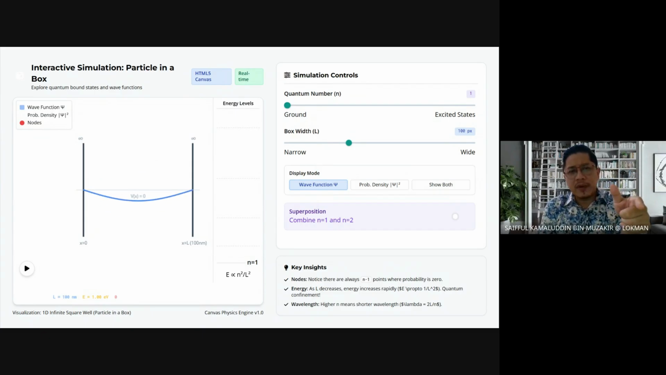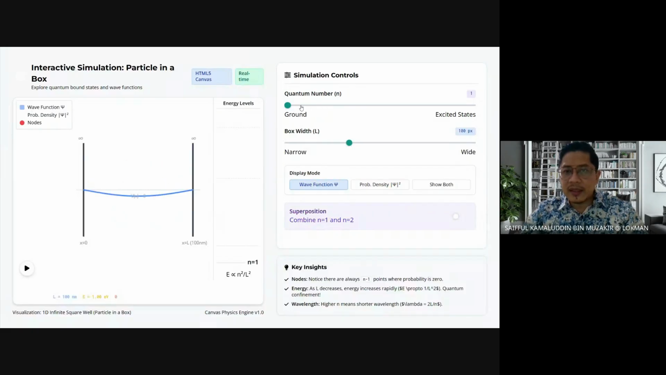Now start with quantum number n equals 1 using the slider on the top. The slider n equals 1. We have set this to 1. See, this is 5, 4, 3, 2, 1. This is quantum number 1.